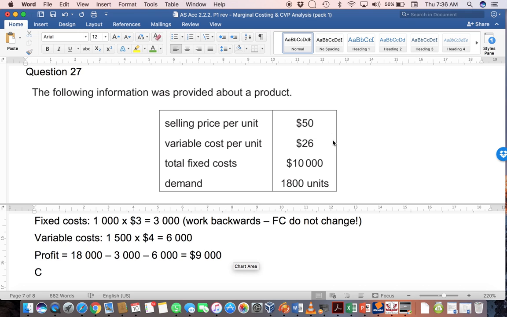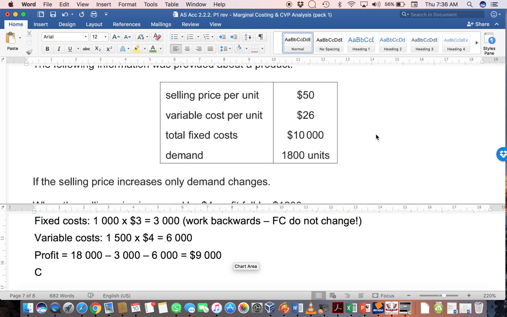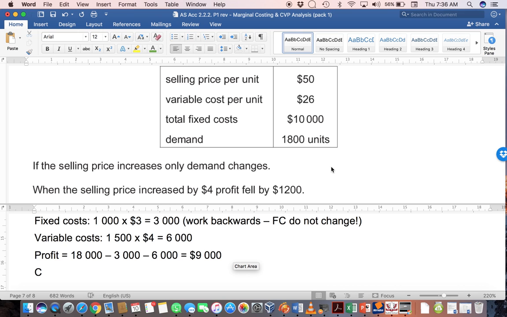Question 27. The following information was provided about a product. We are given the selling price per unit, the variable cost per unit, the total fixed costs, and the demand. Demand means that this is what people are willing to buy if that is the selling price. Now, we've also factored into this question, if the selling price increases, then the demand is going to change. So if we push that price up a little bit, the demand will go down.